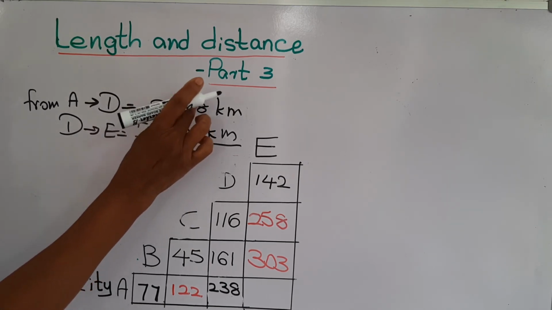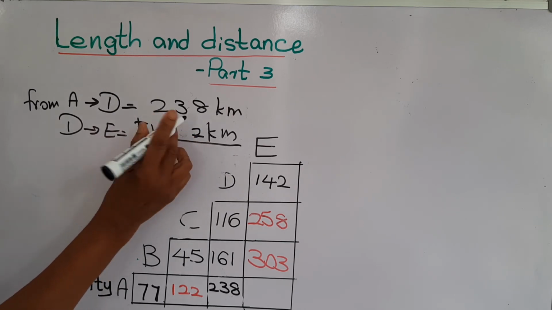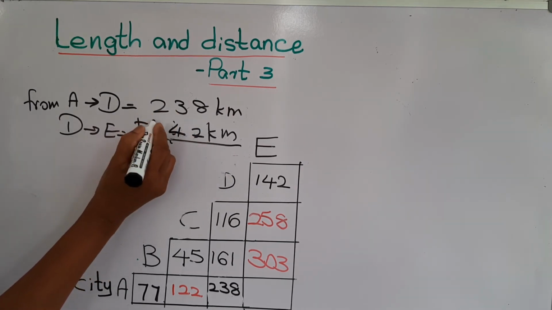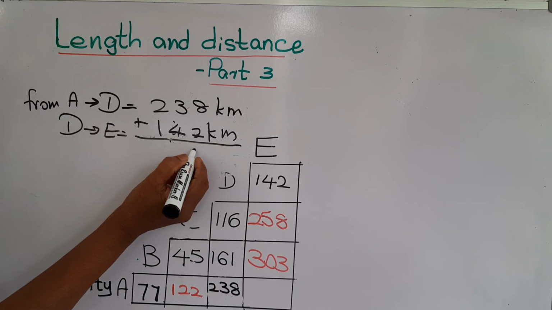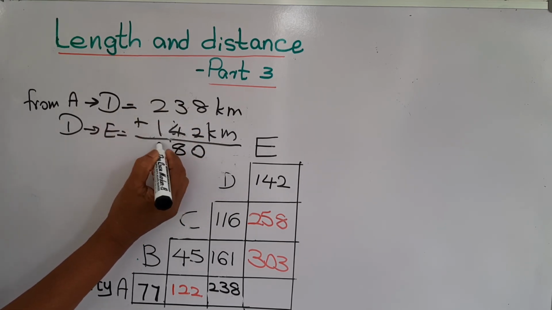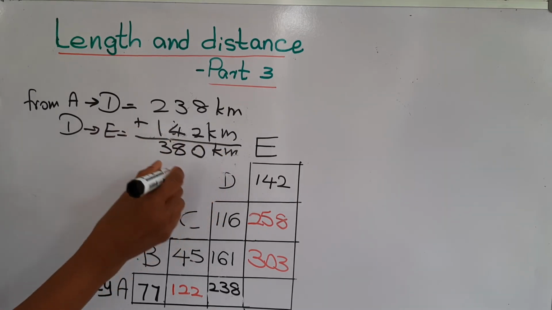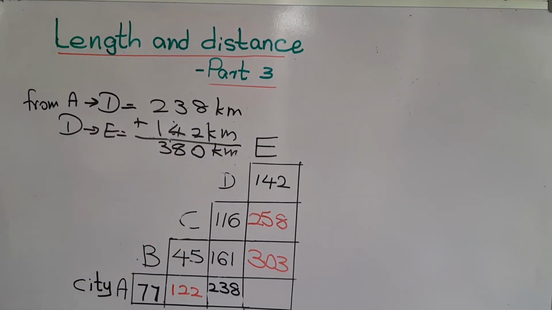You must write in proper places, ones, tens and hundreds like this, right? Then we are going to add, that is 380 kilometers. It gives us 380 kilometers.